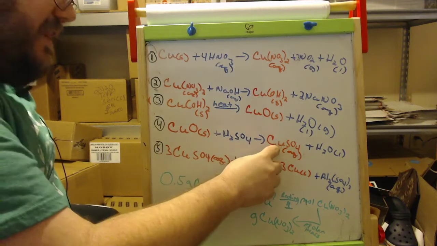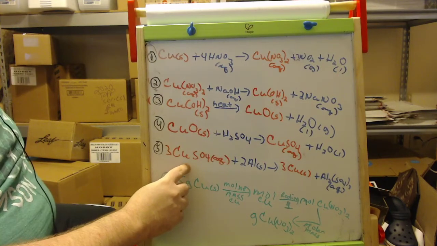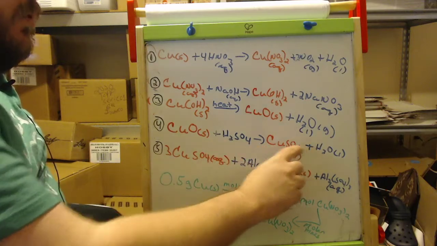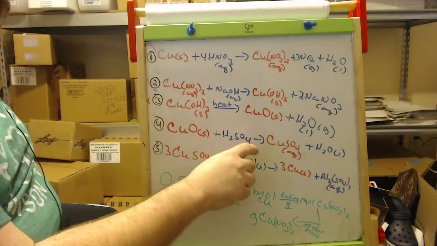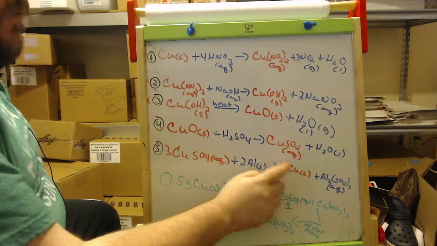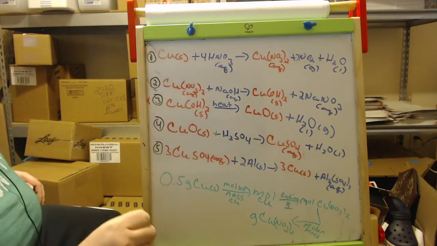Then we would take that product and do one last reaction to get the copper to drop out. So this is a double displacement reaction, and then we would have done a redox reaction and had the copper fall out of solution, reacting it with aluminum.